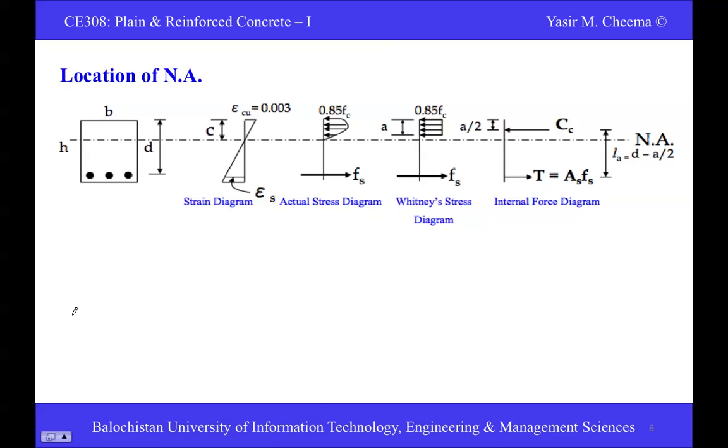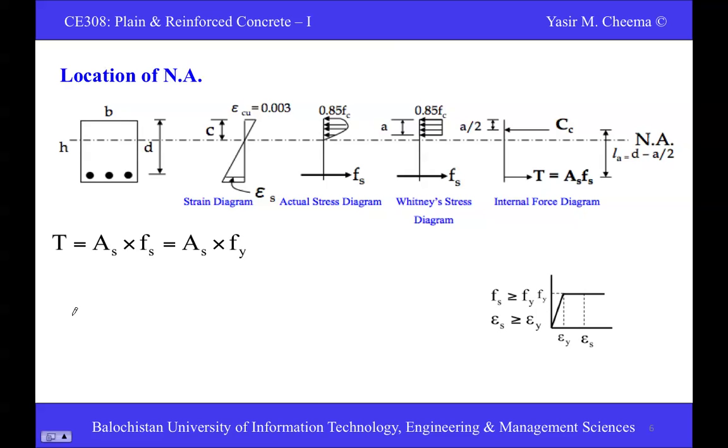Here is the location of neutral axis. You know this situation diagram very well. Here we just transform the actual stress diagram to the Whitney stress block. You see here, we transform the actual stress diagram to the Whitney stress diagram, and in this case, the value of T is equal to area of steel into Fs. This is a simple relation. Do I need to explain this relation? T is equal to what, why, and how?